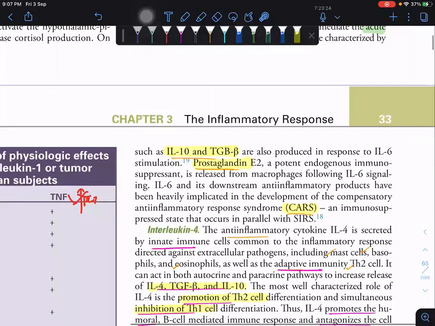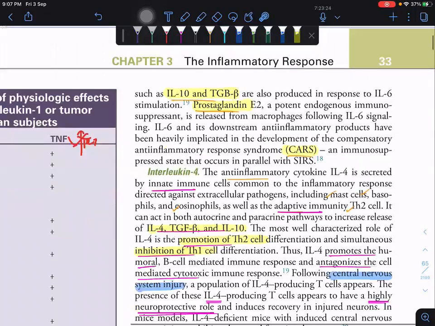It is involved in the production of IL-10, TGF-beta, prostaglandin E2, and one more thing called CARS. IL-6 is also involved in CARS, the counter-regulatory compensatory anti-inflammatory response syndrome. It is nothing but the opposite of SIRS. In SIRS, the inflammatory mediators are very much increased; in CARS, they are very much decreased. So IL-6 is involved in these factors.